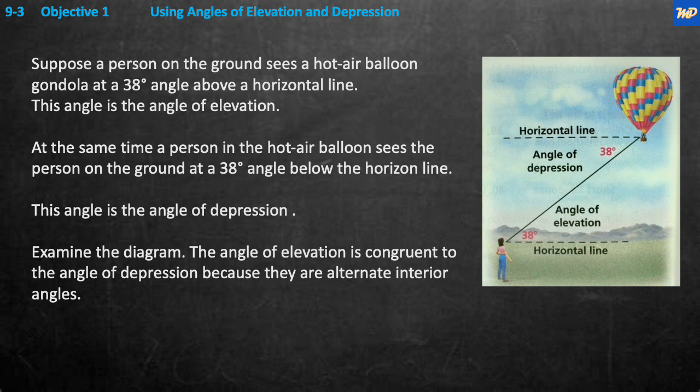This lady is standing on the ground, and there's a horizontal line which would be at her eye level. And then there's the gondola of this air balloon hanging from the bottom of the balloon and creating another horizontal line. So we can call those parallel horizontal lines, right? So for her, the 38 degrees looking up is an angle of elevation. And from the gondola, the people in the gondola looking down at her would be an angle of depression of 38 degrees. So at the same time that a person in the hot air balloon sees the person on the ground at 38 degrees below the horizon line, this angle is an angle of depression.